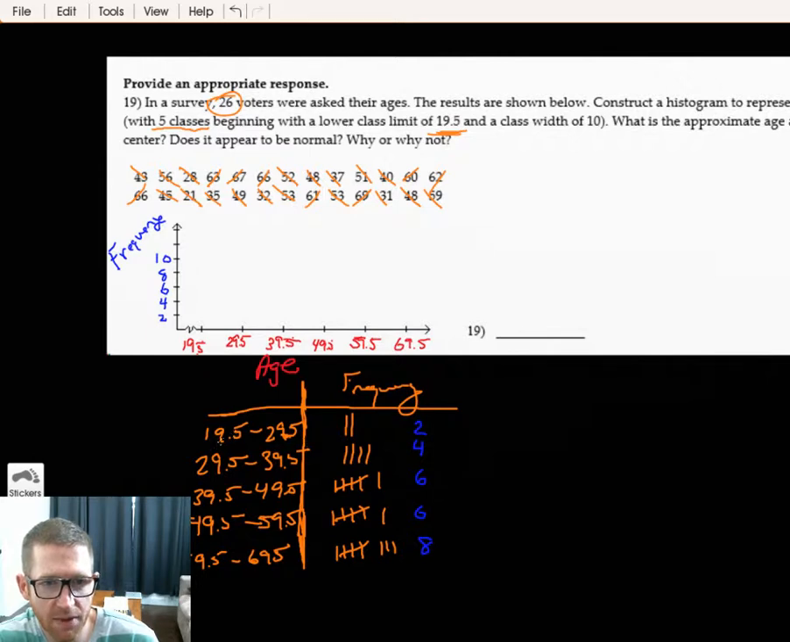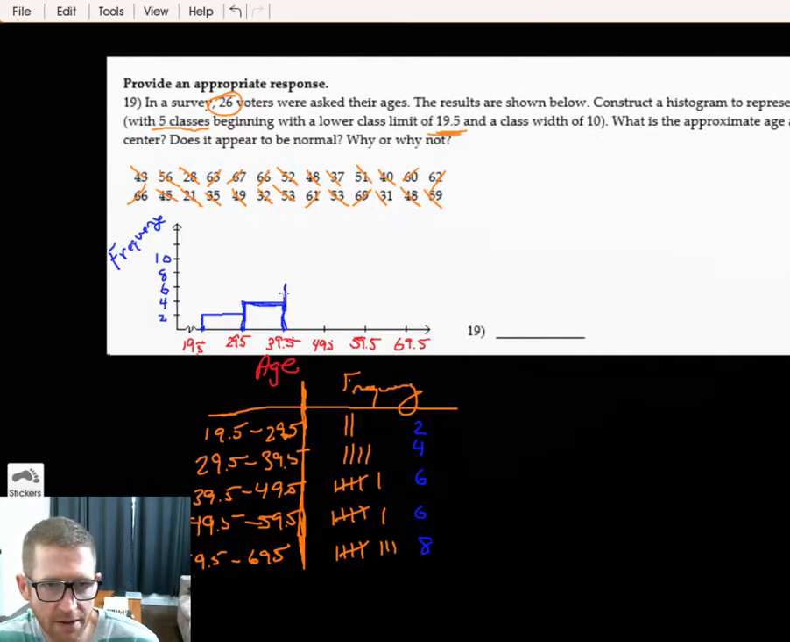How many values between 19.5 and 29.5? So basically from 20 to 29. They fit inside here. So there's only 2. So we would draw a box up to 2. And then the same thing up to 4 here. Notice that these edges, the class boundaries, they connect. They're touching, because technically there's no space between these boundaries. 39.5 to 49.5 is 6.